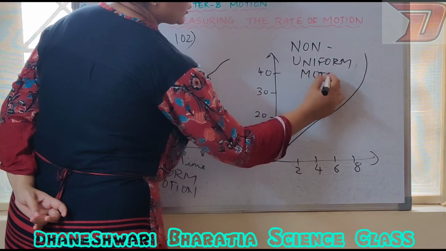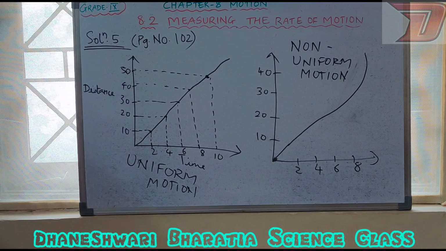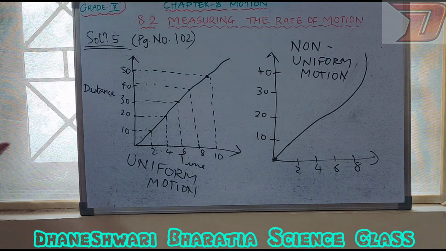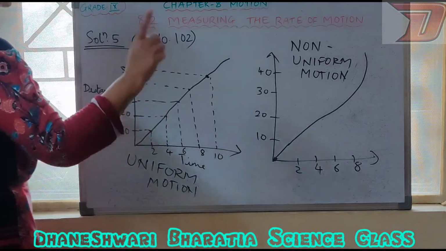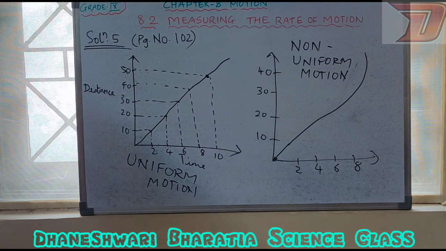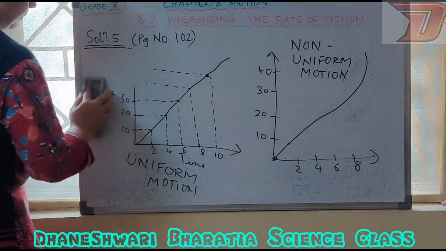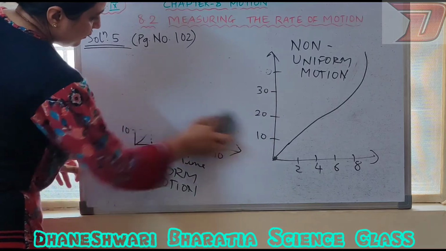This is one of the most important questions asked: whenever you draw the distance versus time graph for uniform motion, which type of graph will you get? There you will have to write that you will get a graph having a straight line, and in case of non-uniform motion it is not going to be a straight line but a curved line. Am I clear with this? So the answer to the fourth question will be the straight line. Fine.